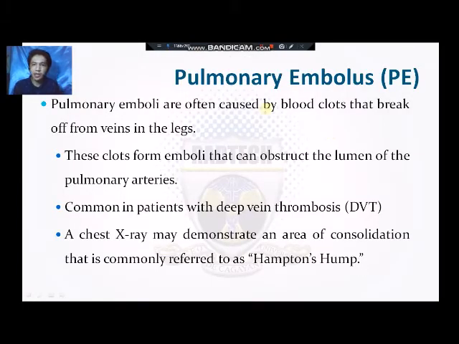Okay, so next we have pulmonary embolus. Pulmonary emboli are often caused by blood clots that break off from the veins in the legs. Okay, so this is what we call as DVT, no, the deep vein thrombosis. These clots form emboli that can obstruct the lumen of the pulmonary arteries. Okay, so kani siya, the DVT, ni siya common in patients with deep vein thrombosis.